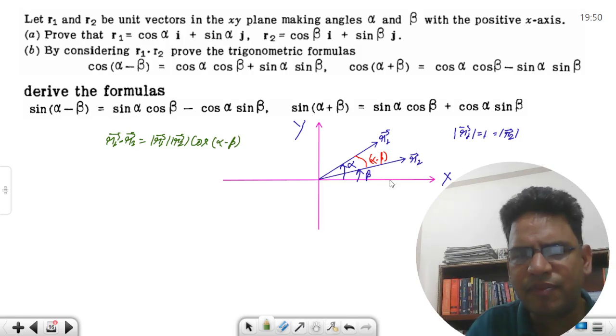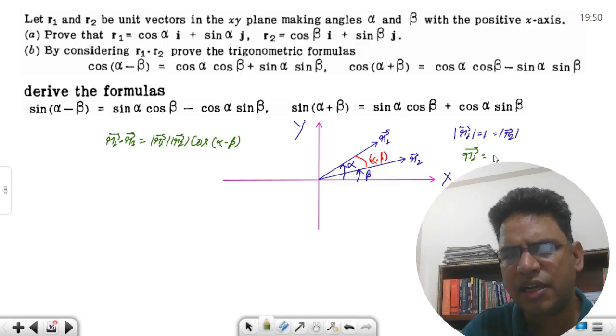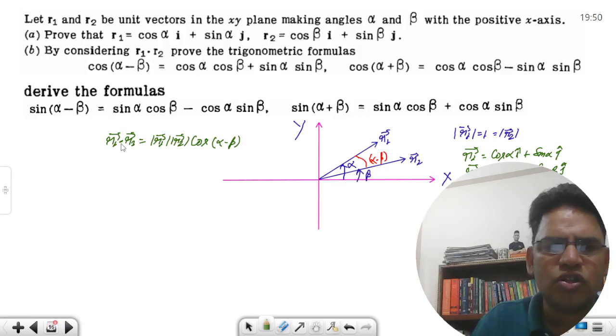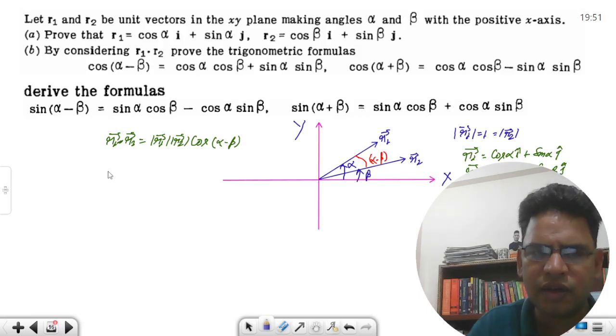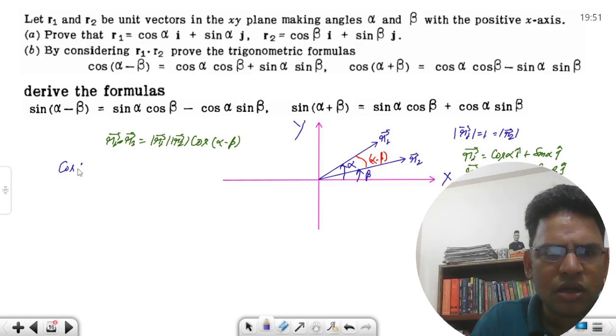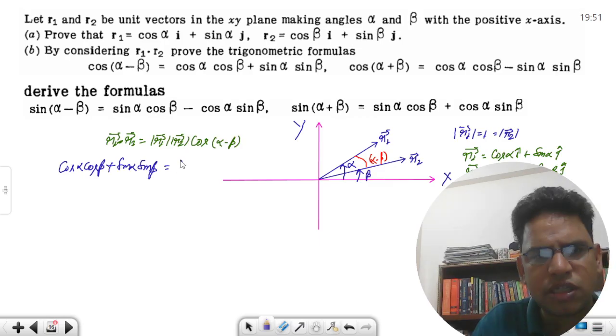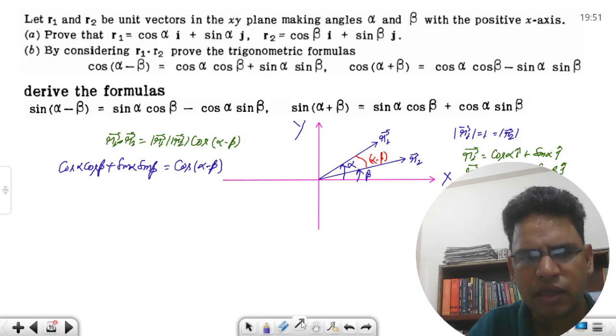What is the r1 vector in terms of components? r1 can be written as cos alpha i cap plus sin alpha j cap, if they are i, j, k. The r2 vector can be written as cos beta i cap plus sin beta j cap. So what you are going to get from this is cos alpha cos beta plus sin alpha sin beta equals cos(alpha minus beta). As simple as it is.